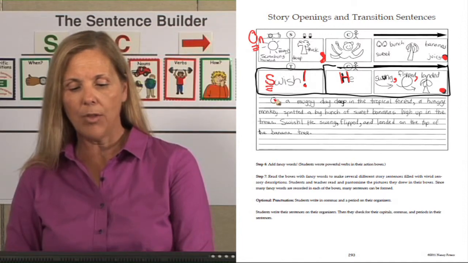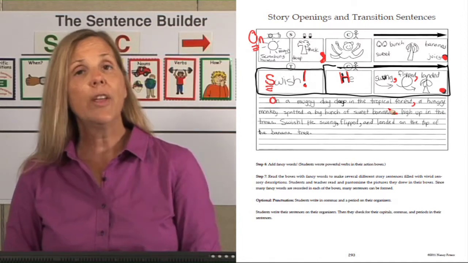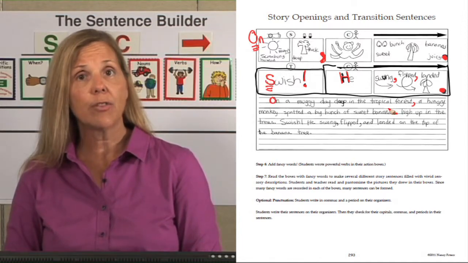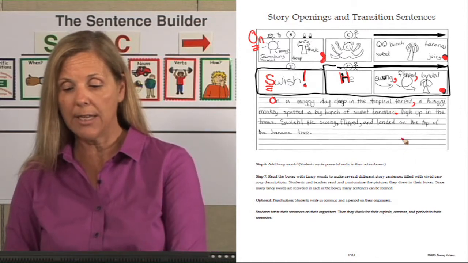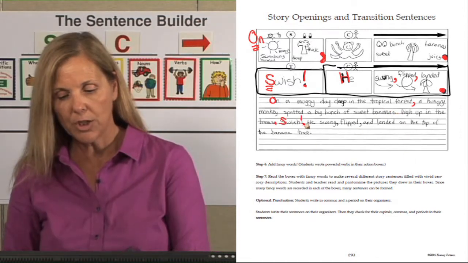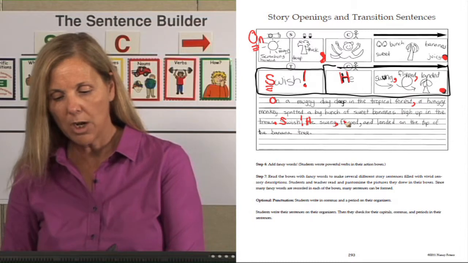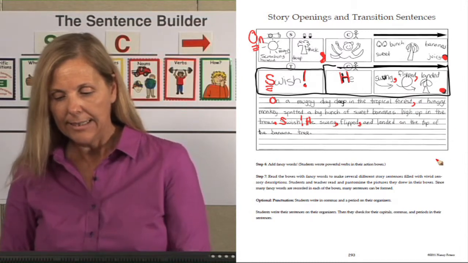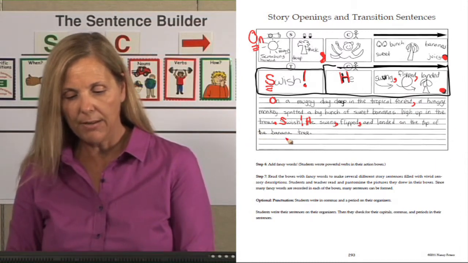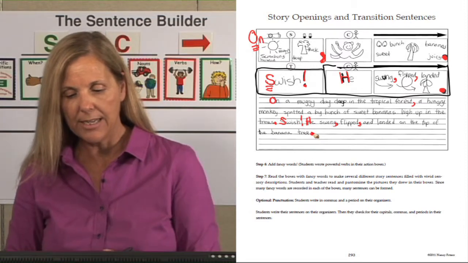Once they write it out, they go back when they're finished. With the red pen, they put their capitals and their commas and their periods. Swish, he swung, comma, flipped, comma, and landed on the top of the banana tree, period.